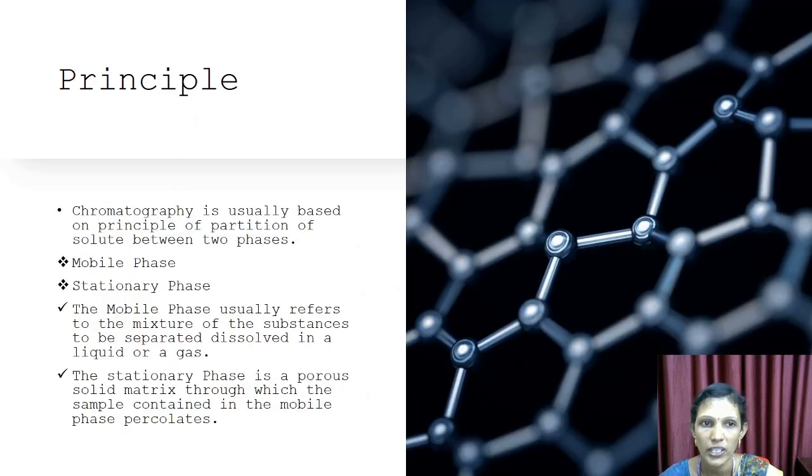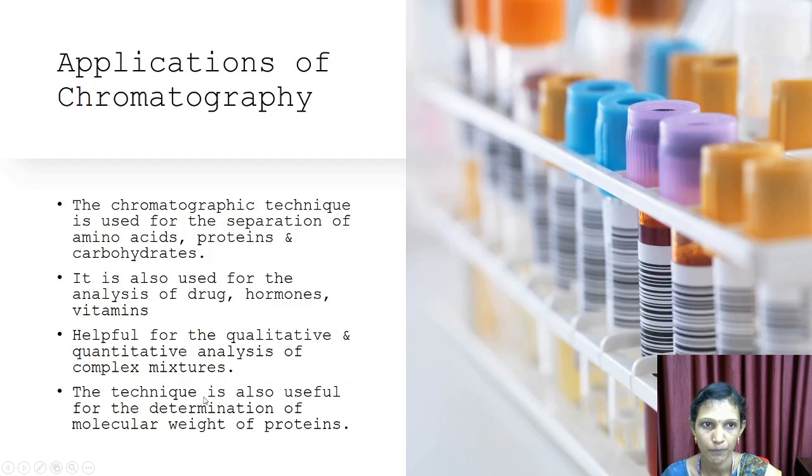What is the principle of chromatography? Chromatography is usually based on the principle of partition of solutes between two phases. Here two phases are involved. The first one is the mobile phase and the other one is the stationary phase. The mobile phase refers to the mixture of substances to be separated, dissolved in a liquid or in a gas. The stationary phase is the porous solid matrix through which the sample-containing mobile phase is percolated.